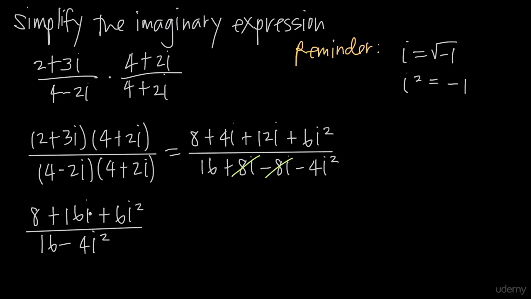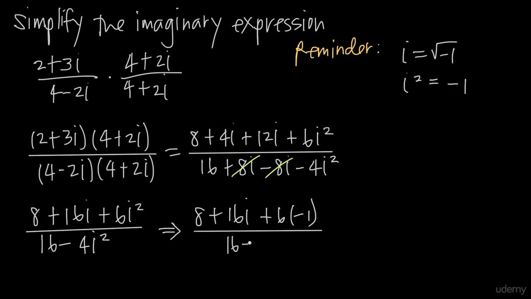We want to leave these i to the first power terms alone. So when we make a substitution here, we'll say 8 plus 16i, we leave that i alone. But wherever we have i squared, we'll substitute a -1. So instead of plus 6i squared, we're going to say plus 6 times -1. And then in the denominator, we'll be left with 16, and then minus, instead of 4i squared, we'll say 4 times -1.